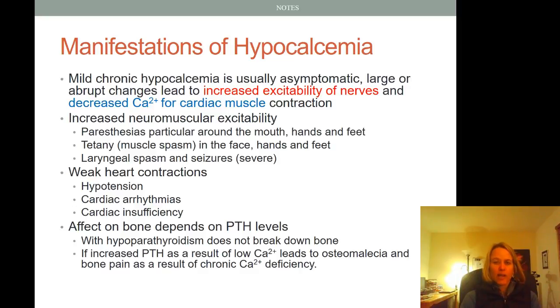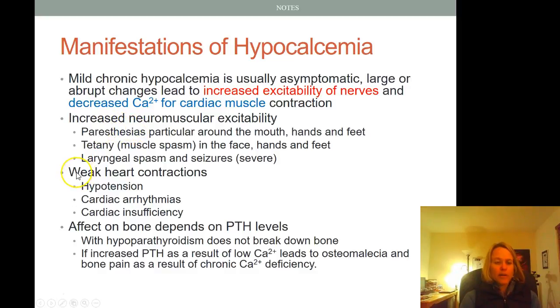With mild chronic hypocalcemia, it's usually asymptomatic, whereas large or abrupt changes lead to increased excitability of nerves and decreased calcium for cardiac muscle contraction. So the increased neuromuscular excitability can lead to paresthesias, particularly around the mouth, hands, and feet. Can lead to tetanus or tetany, a muscle spasm, particularly in the face, hands, and feet. Laryngeal spasms, which can lead to difficulty breathing, and seizures in severe cases.